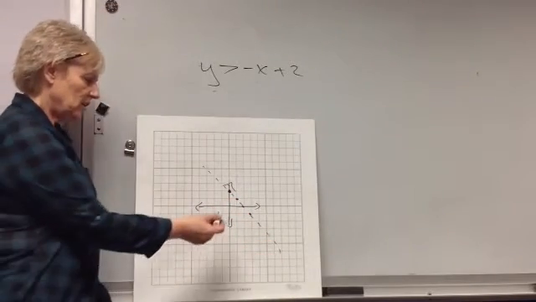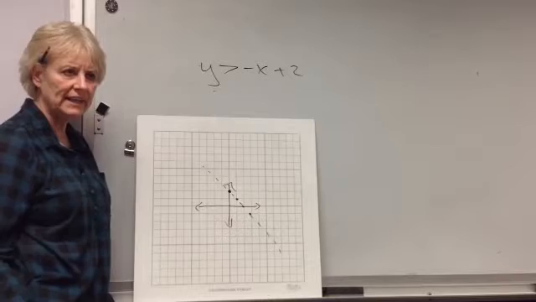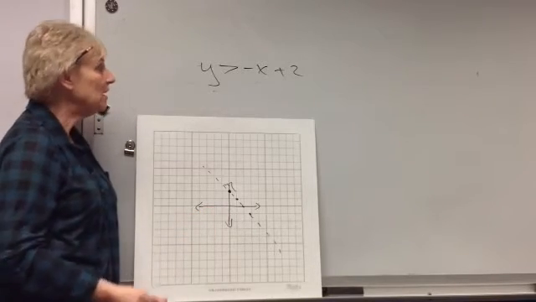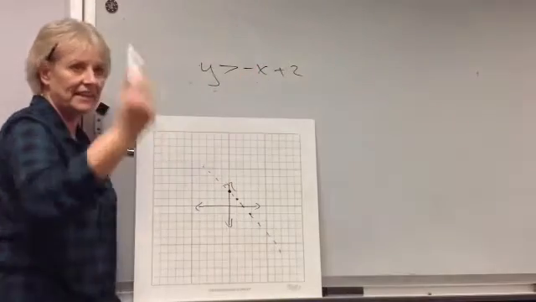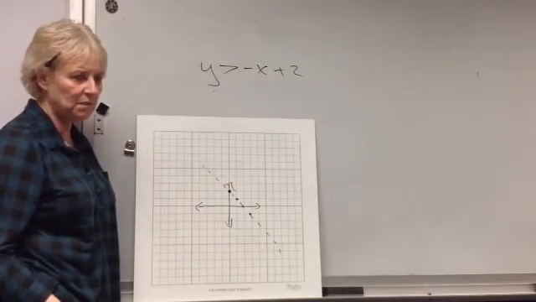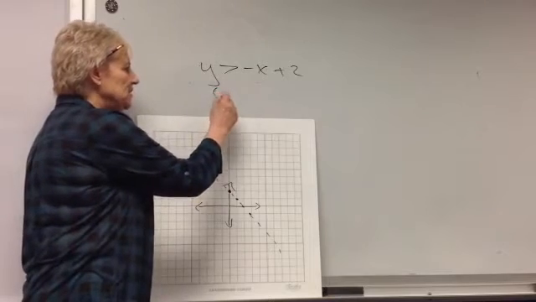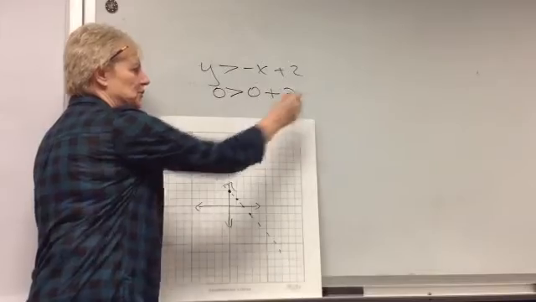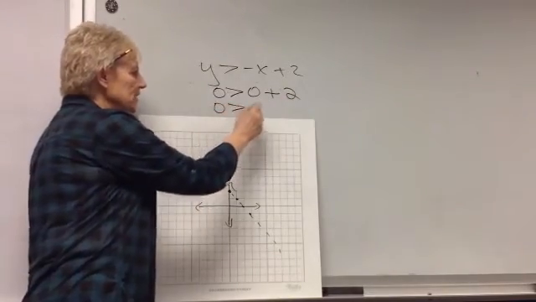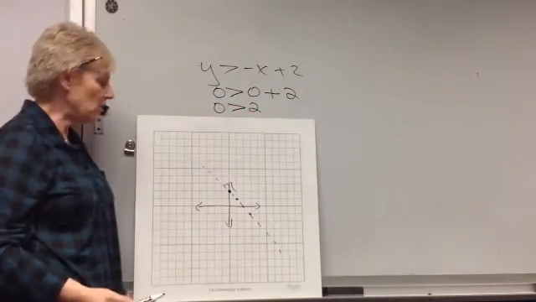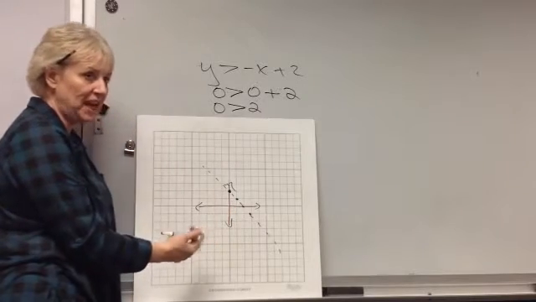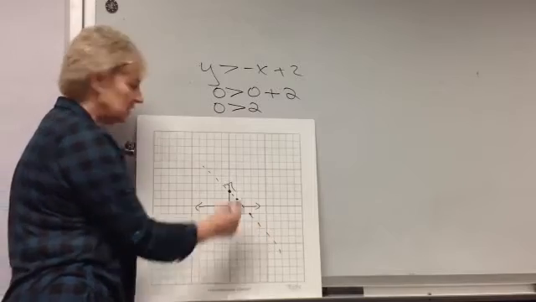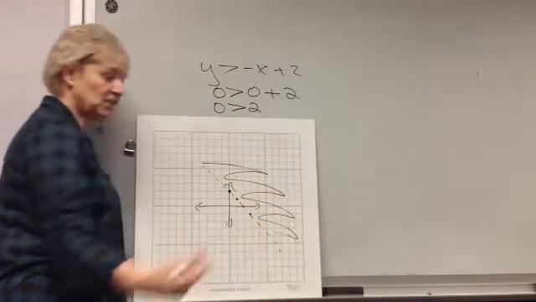Now, you should pick a random point. I always choose 0, 0 unless it goes through 0, 0, because if I have a fraction here, then that gets rid of it. I don't ever have to multiply by a fraction. So you put in 0 is greater than 0 plus 2. Is 0 greater than 2? No. So 0 is not going to be shaded because everything shaded is true. So just don't shade there.